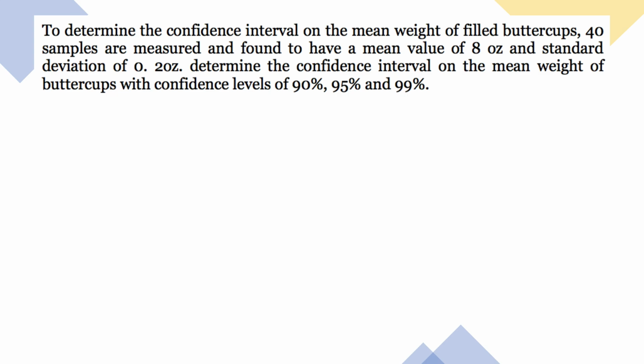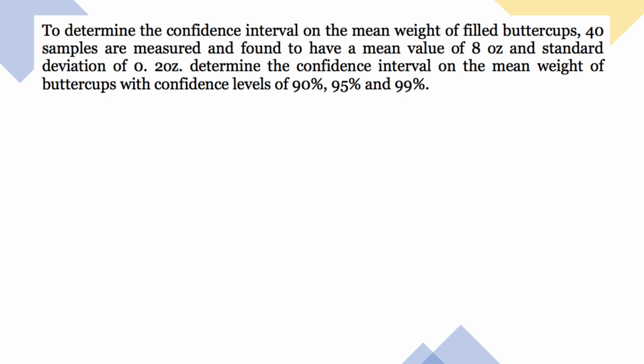All right, so let's apply it again. I think you're probably still a little bit fuzzy on exactly how to do this, but after this one, you'll start feeling a lot more comfortable about what we're doing. To determine the confidence level on the mean weight of filled buttercups, 40 samples are measured and found to have a mean value of 8 ounces and a standard deviation of 0.2 ounces.